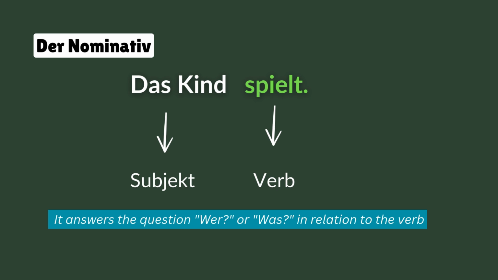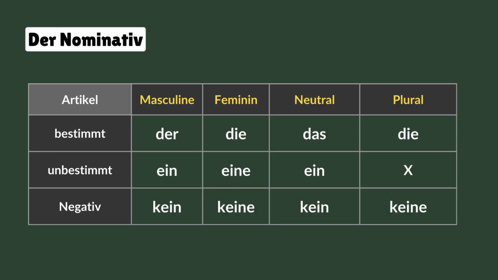So this is a structure of a nominative sentence, and you can see that it answers the question wer or was in relation to the verb. So wer or was, that is who or what. So who, das Kind, what, spielt, das Kind spielt. It's just the subject plus verb. That's it. And we'll move on to the next one.